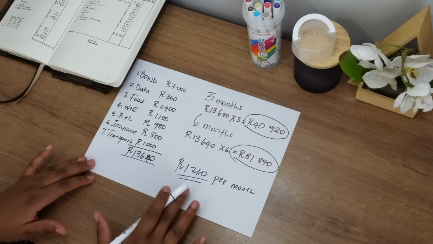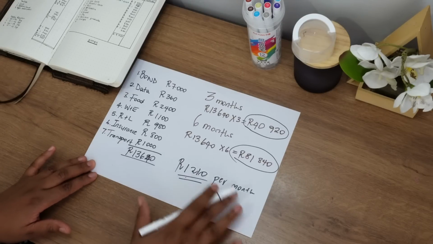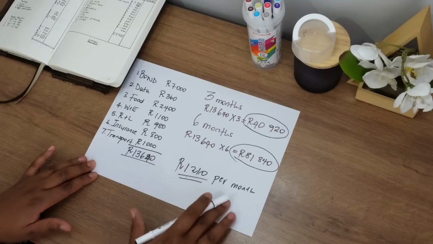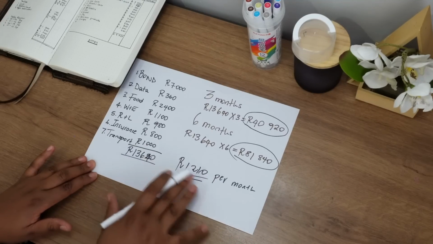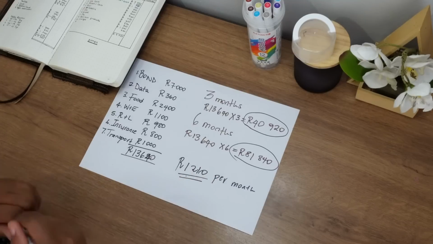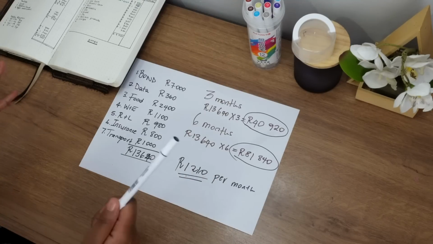So for me, Frank is a great place to keep my emergency fund, and I like that it calculates for you how much you're going to have to put per month, and then you set up a debit order for that particular amount per month. So yeah, that is it. Now let us go and close off this video.